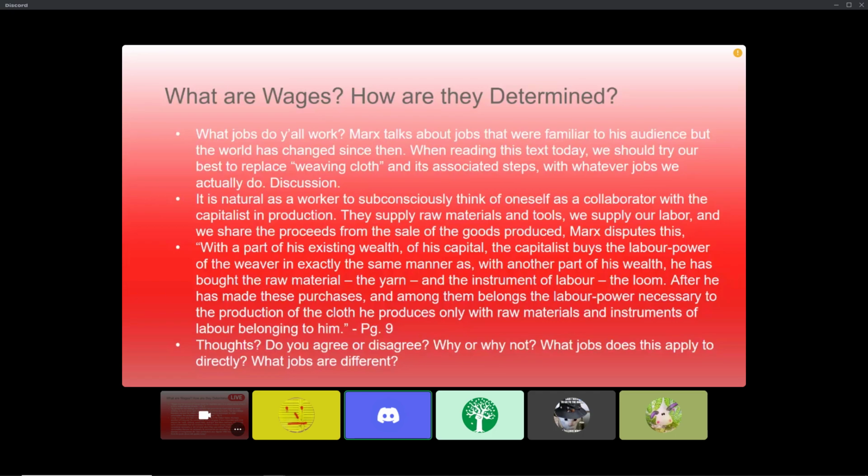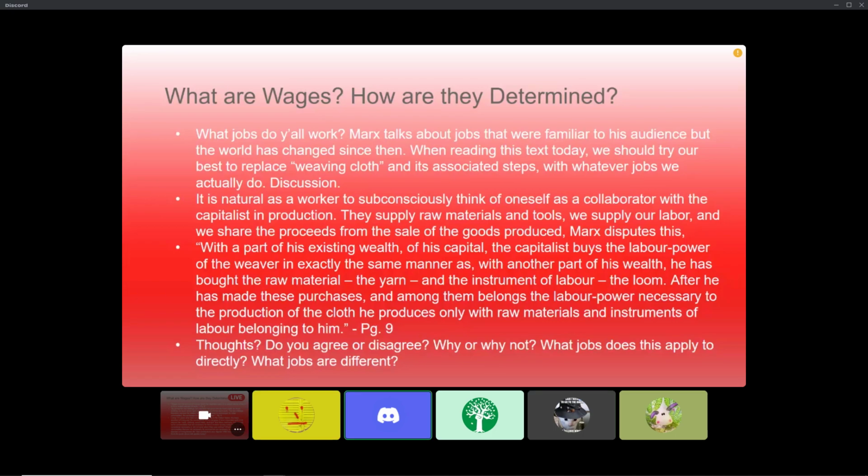But Marx disagrees. He tells us, which any businessman will tell you is true: with one part of his existing wealth, his capital, the capitalist buys the labor power of the weaver in exactly the same manner as, with another part of his wealth, he has bought the raw material, the yarn, and the instrument of labor, the loom. After he's made these purchases, and among them belongs the labor power necessary to the production of the cloth, he produces only with raw materials and instruments of labor belonging to him. And based on our legal system, since he produced with stuff that only belongs to him, he keeps it all.